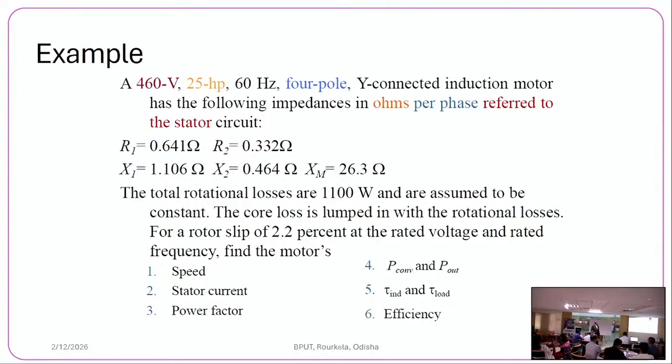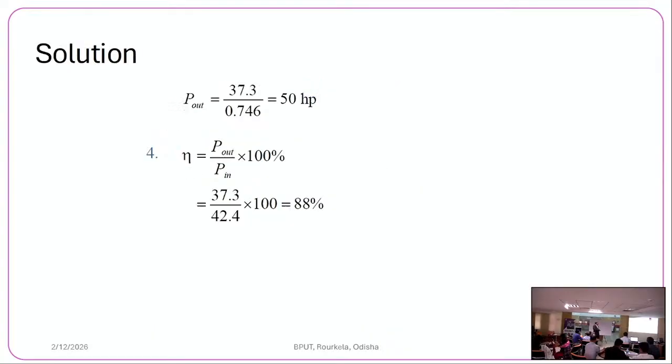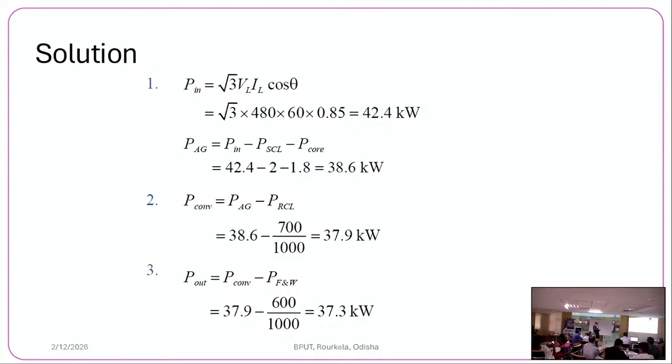Torque induced and load torque. Load torque is from the mechanical power. How do you get it? Corresponding to 25 HP, 25 into 746 is the power output, divided by speed. Speed is given how much? Slip is given. NS. No, NR, sir. NR.